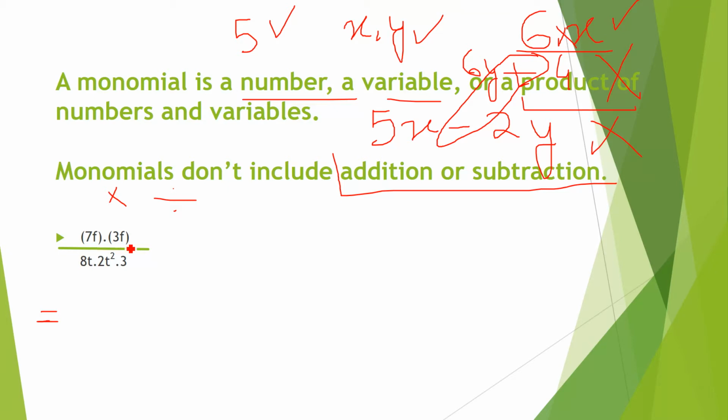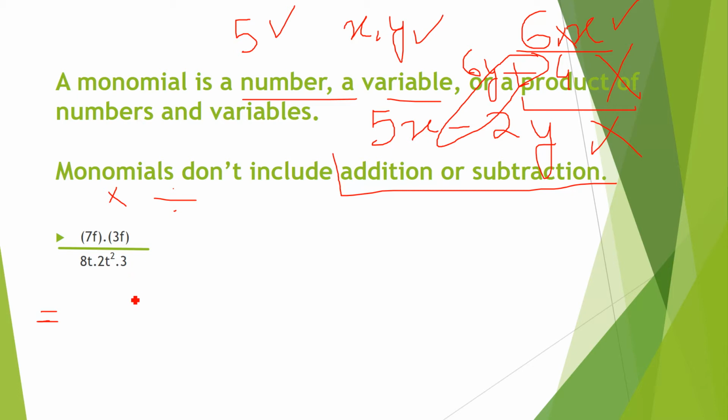See, this is f, this is f. In the denominator we have t square. So we cannot add or subtract the exponents of these two variables because these are different. So okay, the question is 7f multiplied by 3f divided by 8t multiplied by 2t square multiplied by 3.